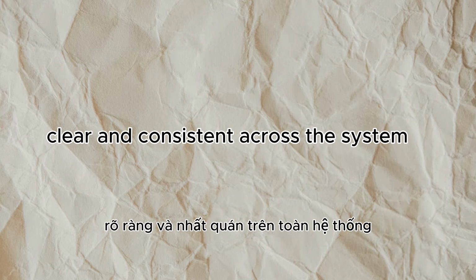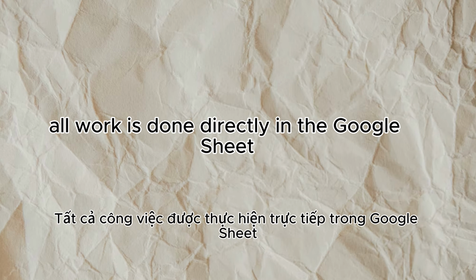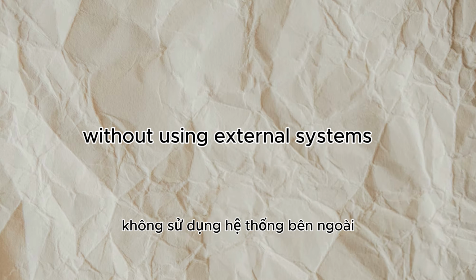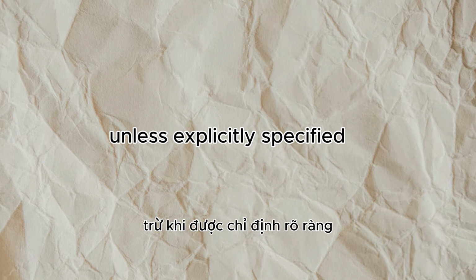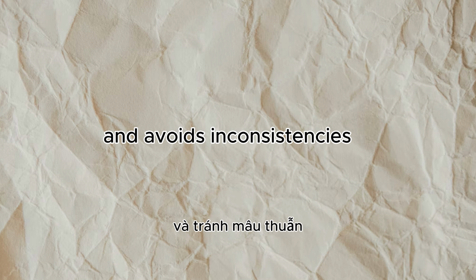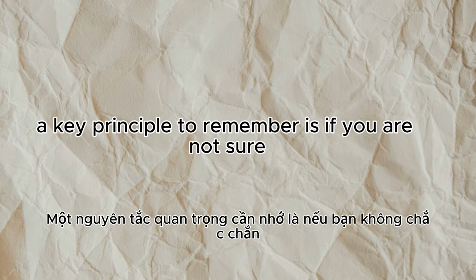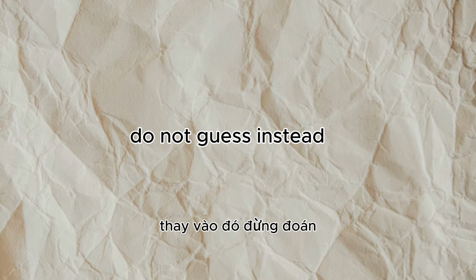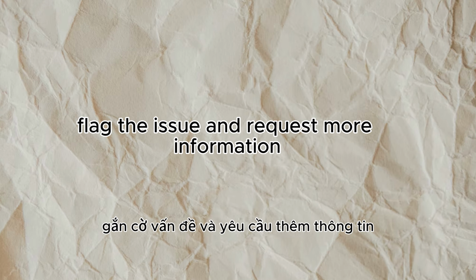across the system. In this process, all work is done directly in the Google Sheet, without using external systems unless explicitly specified. This ensures that everyone works from the same data source and avoids inconsistencies. A key principle to remember is, if you are not sure, do not guess. Instead, flag the issue and request more information.